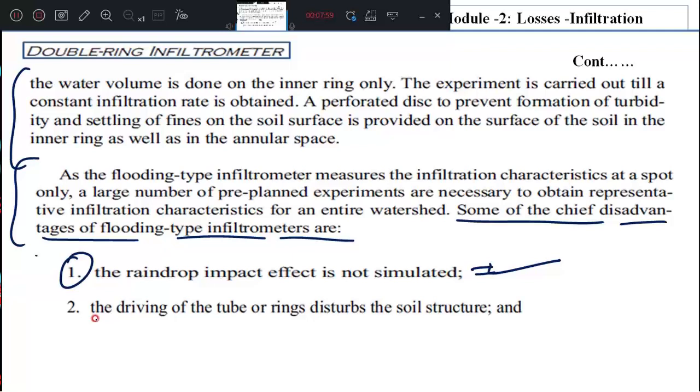And the second one is the driving of tube or ring disturbs the soil structure. Obviously the ring that you are putting inside, rotating and rotating and pushing it inside, then it will disturb the soil structure.